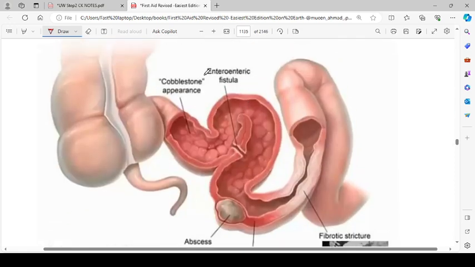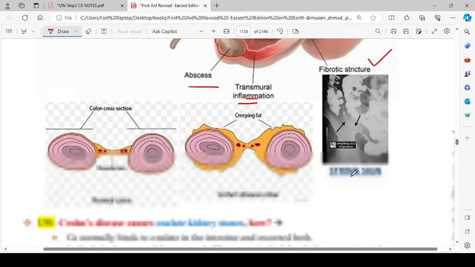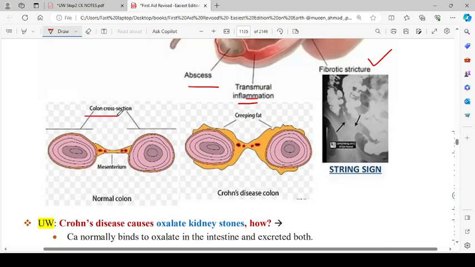We have seen this picture before. Let's revise it. This is cobblestone appearance, then enteroenteric fistula can form, abscesses can be present, and transmural inflammation and fibrotic strictures are common. So here you can see the colonic cross section. This is the mesentery. So the mesentery starts encircling the diseased bowel. Basically it is hugging the diseased bowel, and that is creeping fat.